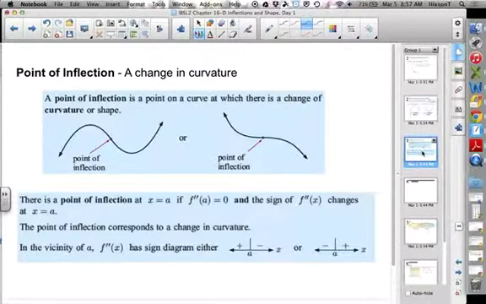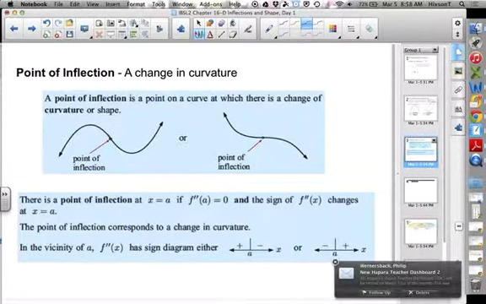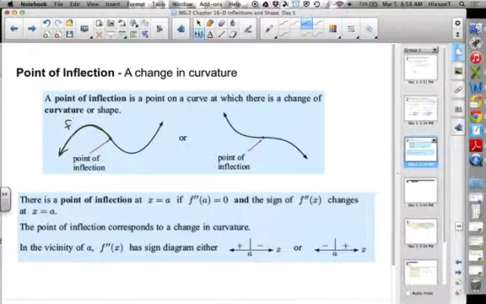So that's what we're looking for here. A point of inflection is a change in curvature. A point of inflection is a point on a curve at which there's a change of curvature or shape. So, for example, on this one on the left, from here to the left, we are concave down. So f double prime of x is going to be negative.